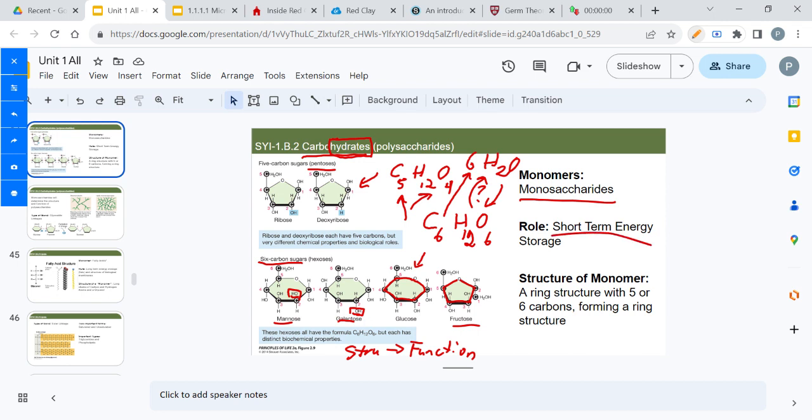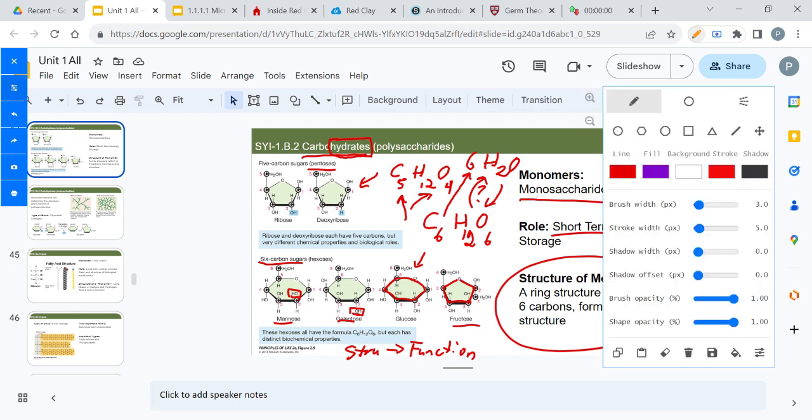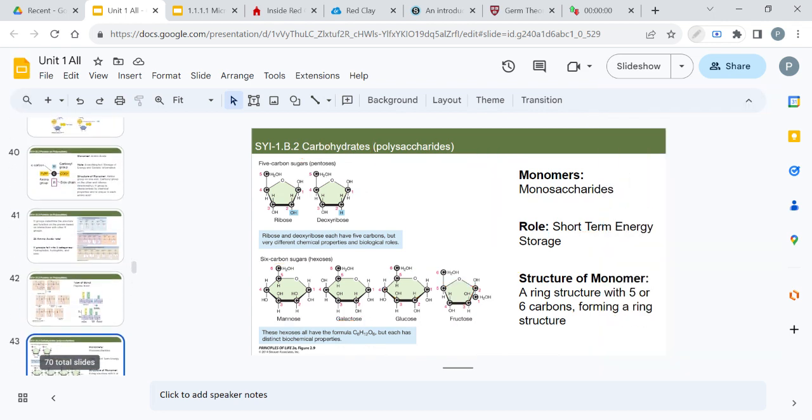They're used for short-term energy storage, because there's a lot of energy located within them. Their structure is a ring with anywhere between 5 or 6 carbons. Now, when we start talking about cholesterol, you're going to be like, oh, look, they're rings. Or let's look at the nitrogen bases. I'll actually show the nitrogen bases for a second.